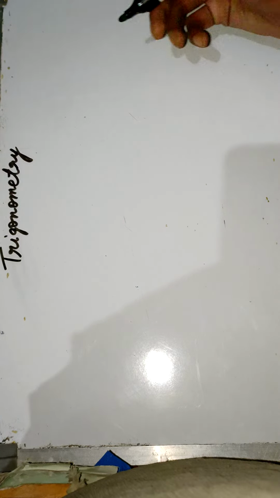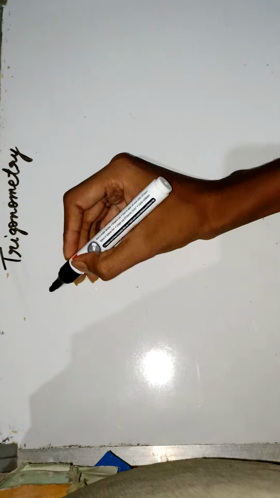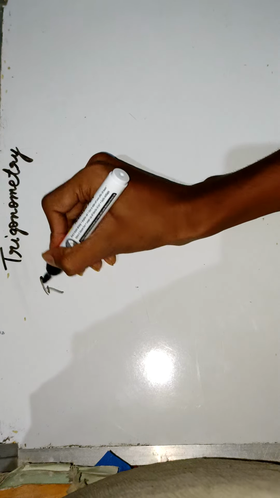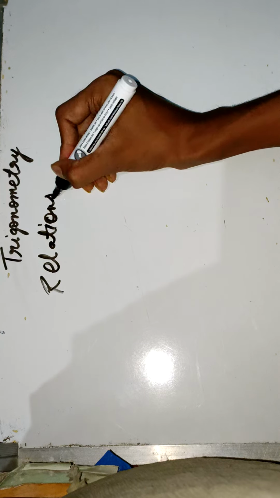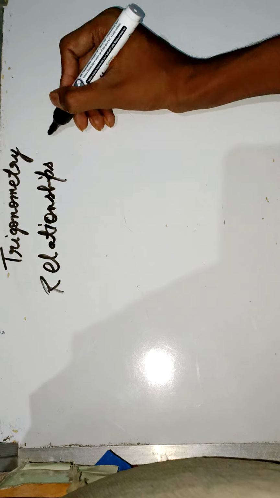So in this lecture we are going to discuss trigonometry. In trigonometry, basically, we are discussing the relationship between sides and angles. Trigonometry is basically the relationship between sides and angles.